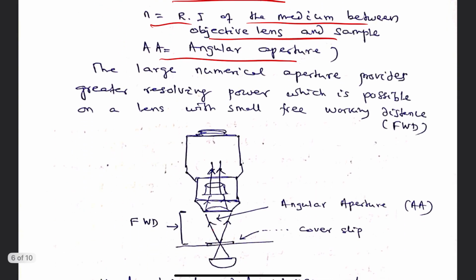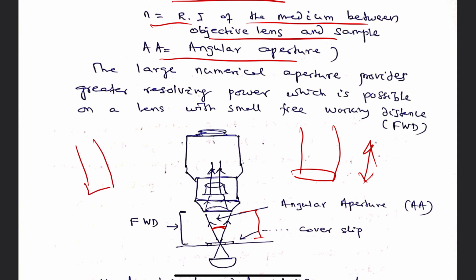So this is the angular aperture, and this is the free working distance, between the slide and the tip of the objective. So this distance is the free working distance. The lower the power, the higher is the free working distance. The higher the power, the free working distance is very low.